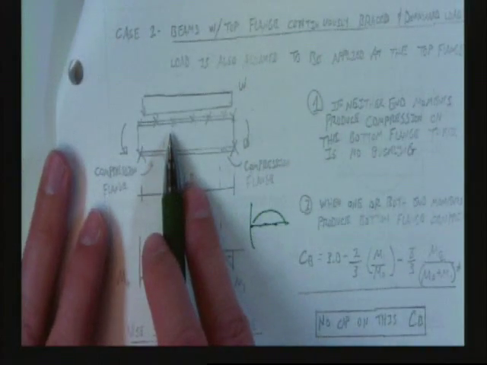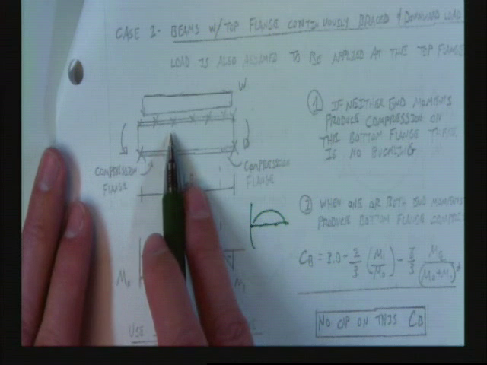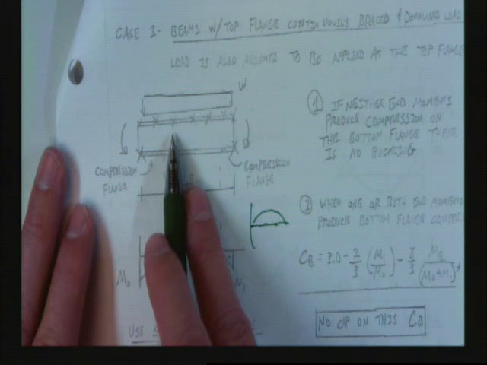Now, when does that ever happen? Does anyone know when something like this happens? Concrete slabs. What else? Good answer. Roof truss. This happens in every building. All the time. So to say this is a special case is wrong. This happens all the time.